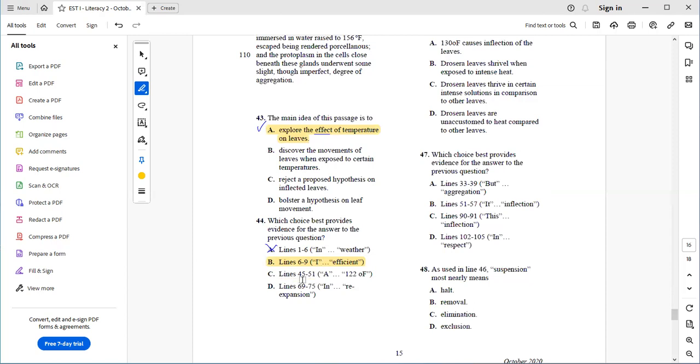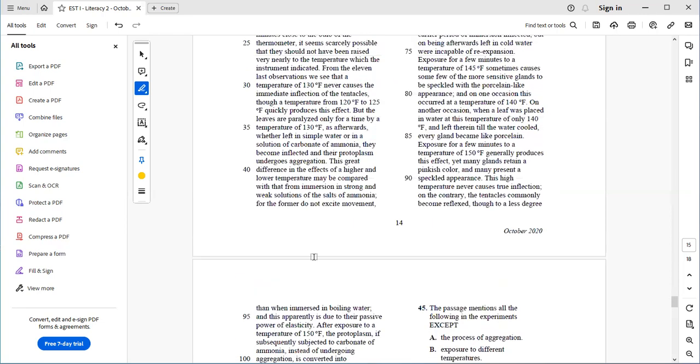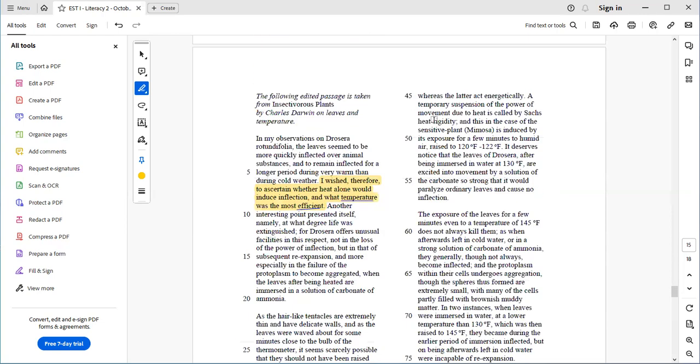Let's look at C. From 45 till 51, from A till 120 degrees Fahrenheit. Yusuf, can you hear me now? Yusuf?